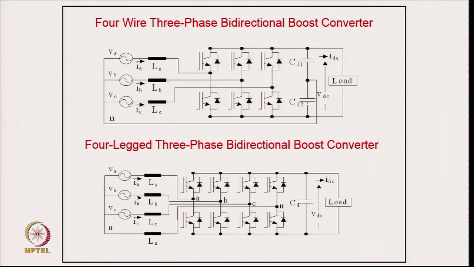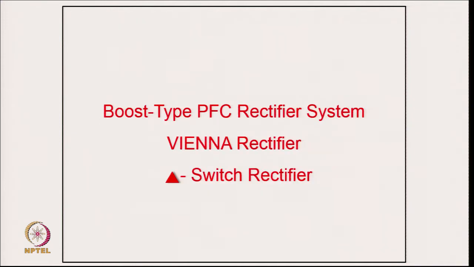Then coming to the fourth leg here with the midpoint, to improve the performance of this. Similarly, a fourth leg is sometimes taken here for neutral current compensation. We will discuss that a little later.